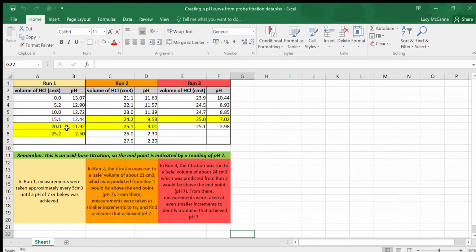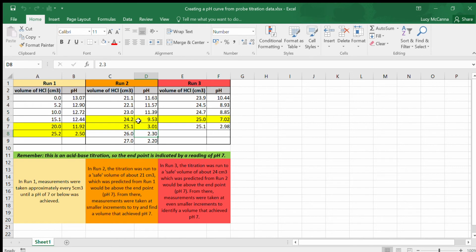There's over 5 ml between these two values, and pH 7 would have occurred somewhere there. In run 2 we started from around this safe volume here. As a recap, you've all done this in the lab, but we titrated at smaller intervals, going by about 1 ml, 1 centimetre cubed at a time. Again, I've highlighted the two volumes where we were above 7 and then suddenly below 7, so we're zoning in on that end point a little closer.